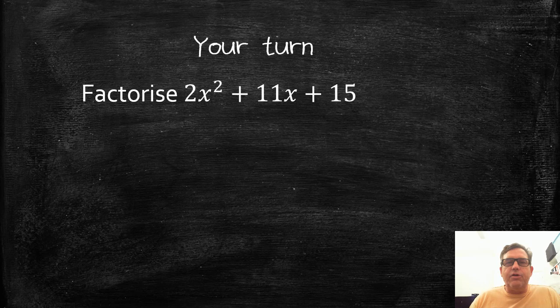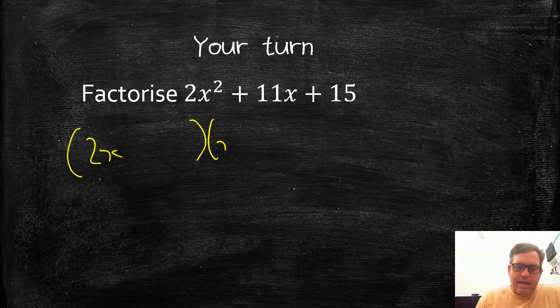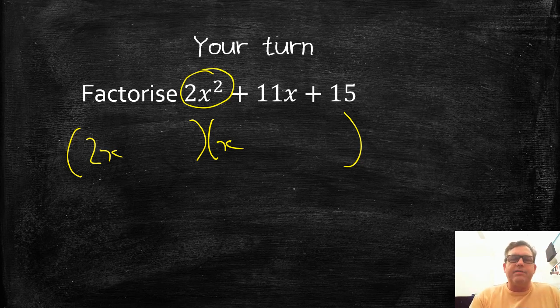So let's see how you go. Try factorizing this one. Okay, I hope you managed to figure it out. So first off, we know there has to be a 2x and an x, because the only way to get 2x squared is to multiply 2x times x. There's no choice there. It doesn't matter which one goes where.